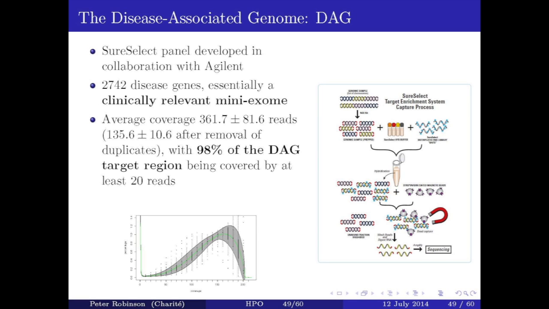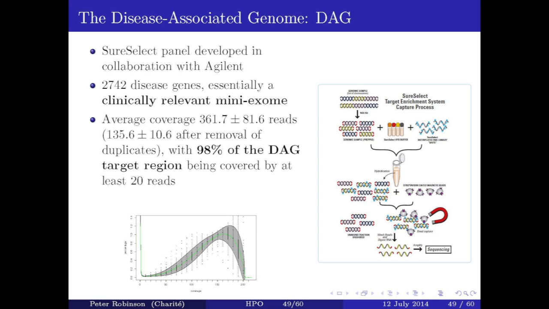So we basically, with Agilent, designed a panel. We're calling this the Disease-Associated Genome, or DAG. Version 1 has 2,742 disease genes. We've developed a version 2 which has a bit more, but this is a clinically relevant mini exome, and we've been sequencing 6 of these samples per HiSeq lane, and we're getting a coverage of about 360.